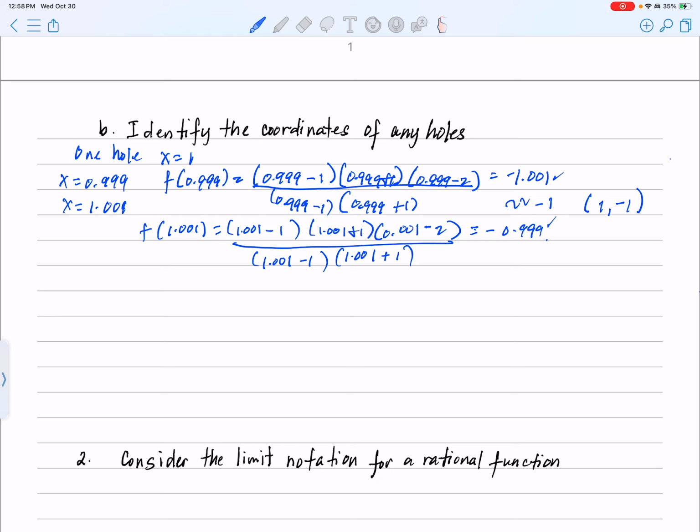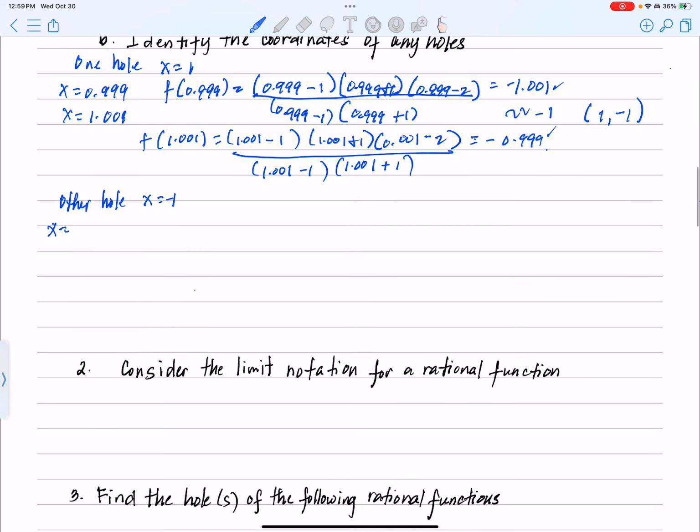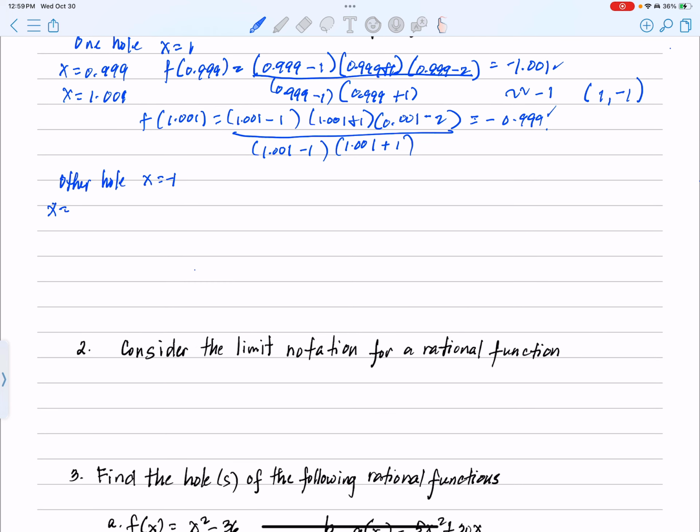Do the same thing. The other hole is located, what's the other hole? When x is at negative 1. So do the same thing. Let's say we choose the value of x. Let's say I choose the value of x as negative 1.001.